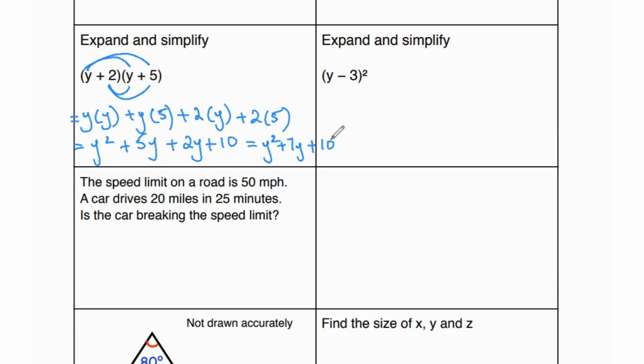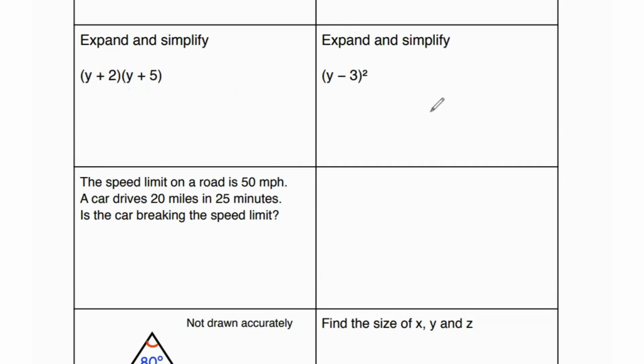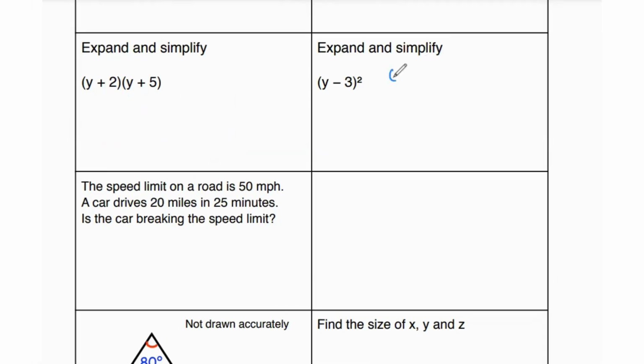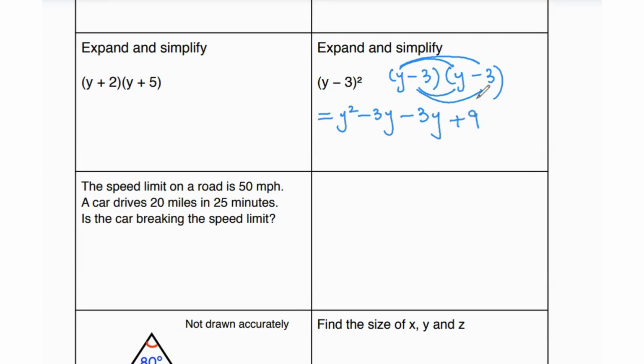That is your answer. Then in the next part, it's saying expand and simplify. Exact same thing. You can rewrite the expression as y minus 3 times y minus 3, which is the same as y minus 3 whole squared. Same thing, y gets multiplied with y and minus 3, and negative 3 gets multiplied with y and minus 3. So that's y squared minus 3y minus 3y again plus 9.